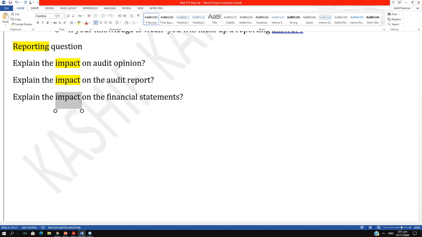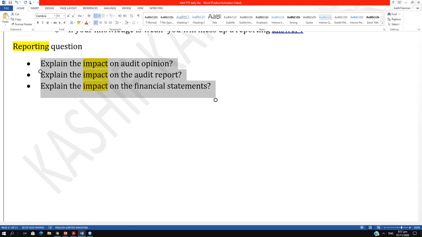Impact, impact. So the moment you read the word impact in your December paper, will you just think the impact is on the opinion, or will you carefully read which impact the examiner is asking for? Are you getting my point, everyone? Is it the impact on the opinion? Is it the impact on the audit report? Is it the impact on the financial statements? It will change your answer, right?